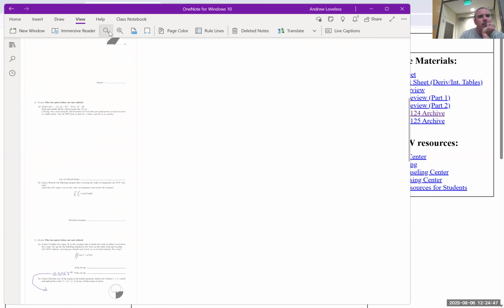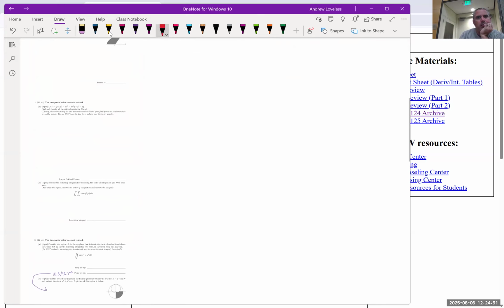So it looked like integral from 0 to 64. Zoom in a little bit.